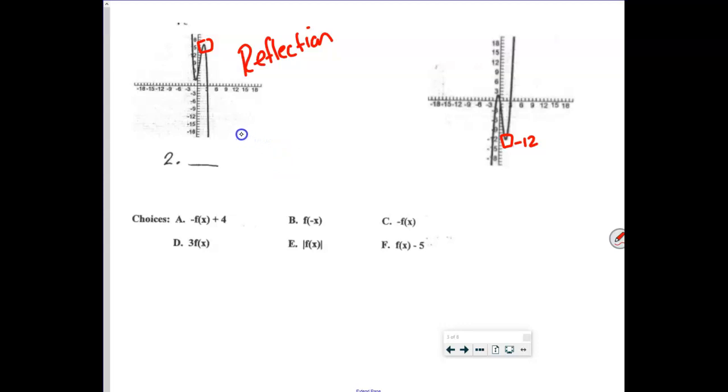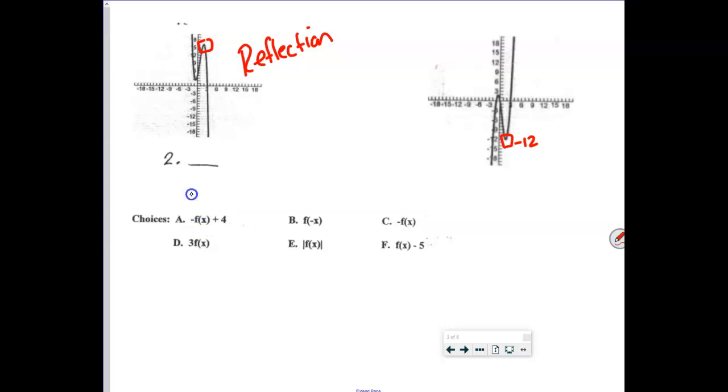So this is a weird one because a lot of kids are going, but wait, that doesn't make sense. If I was at now positive 12 and then the only option here is to move up 4 units, that wouldn't match. But remember the order in which the transformations were applied to the function. They reflected it first.